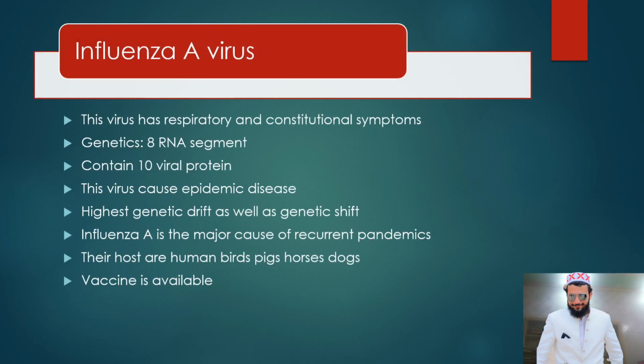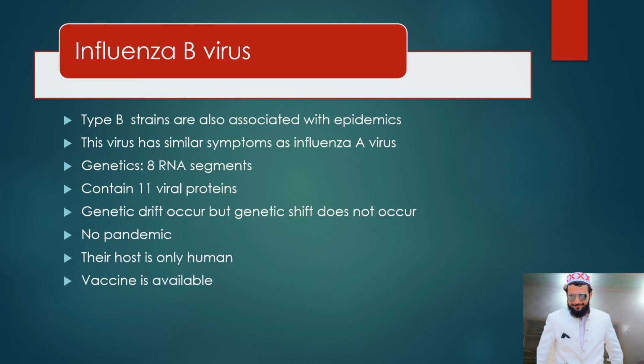There are three types of influenza virus: influenza A, B, and C. Influenza A virus has respiratory and constitutional symptoms. Constitutional symptoms mean that another symptom also occurs, that is pneumonia. The genome has 8 RNA segments and contains 10 viral proteins. This virus causes epidemic disease and also major pandemic disease. It has the highest genetic drift as well as genetic shift. Influenza A is the major cause of recurrent pandemics. Their hosts are humans, birds, pigs, horses, dogs. A vaccine is available for influenza A virus.